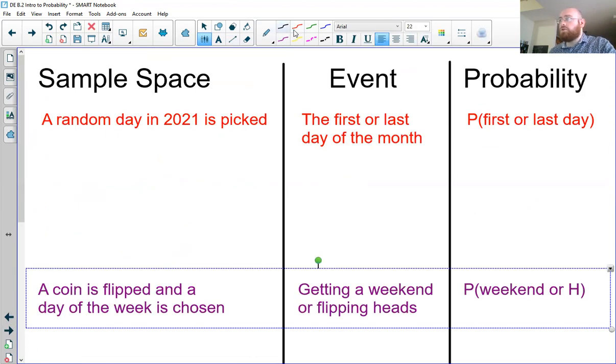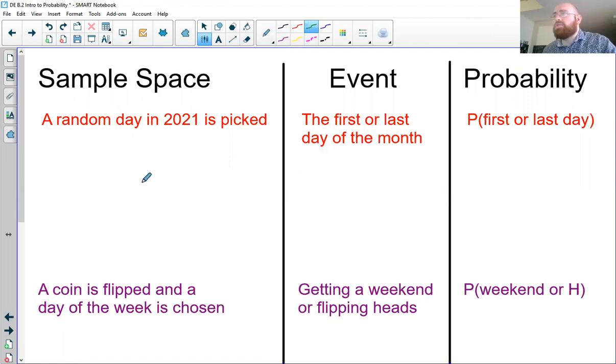Let's do 2 more examples. So a random day in 2021 is picked. There are 365 days in the year, going from January 1st to December 31st. So the size of our sample space is equal to 365.